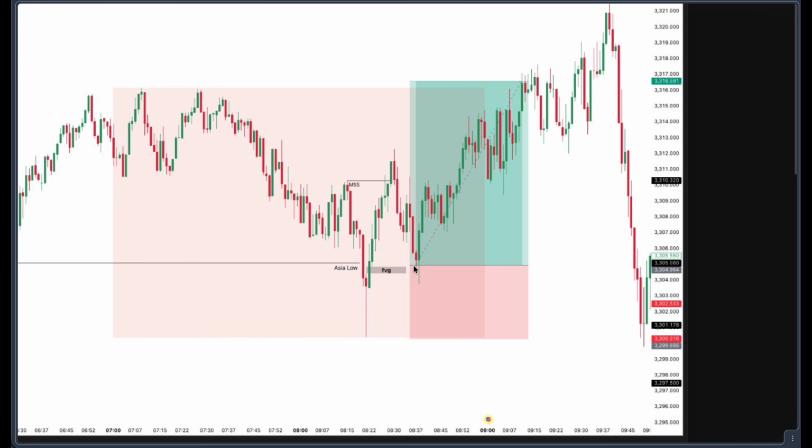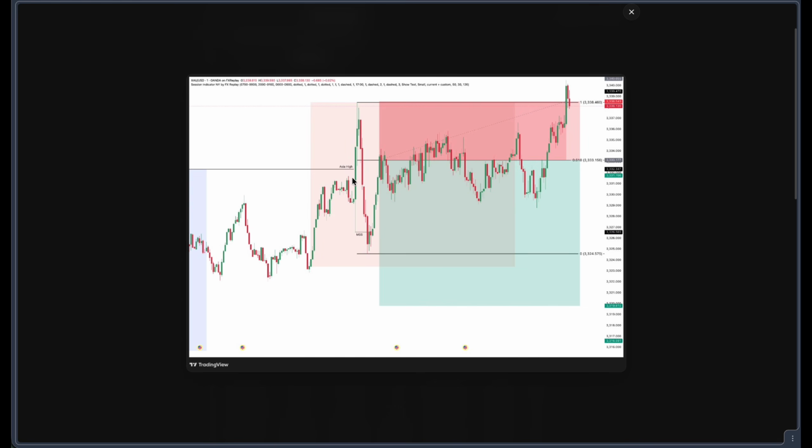Price came down, touched the 61.8 level, also filling that fair value gap, but that's irrelevant. And you can see that we took off one of the losses. You can see that we have our Asia high here.